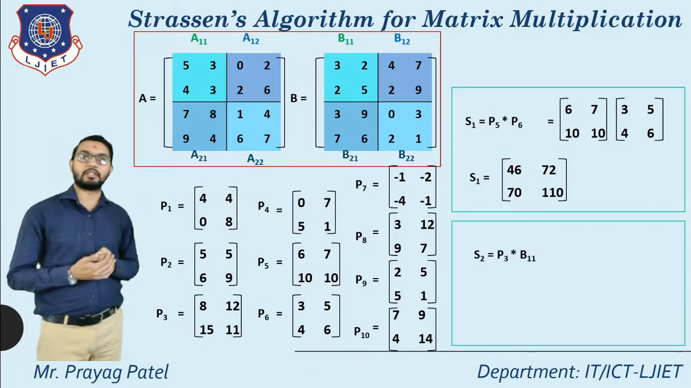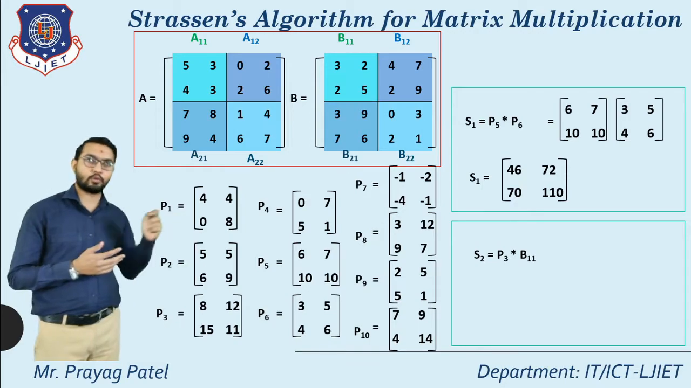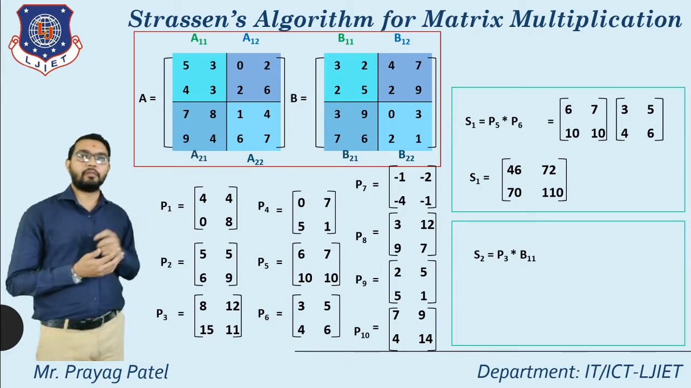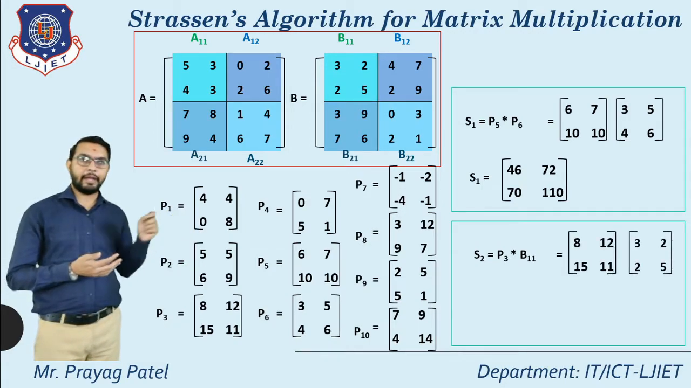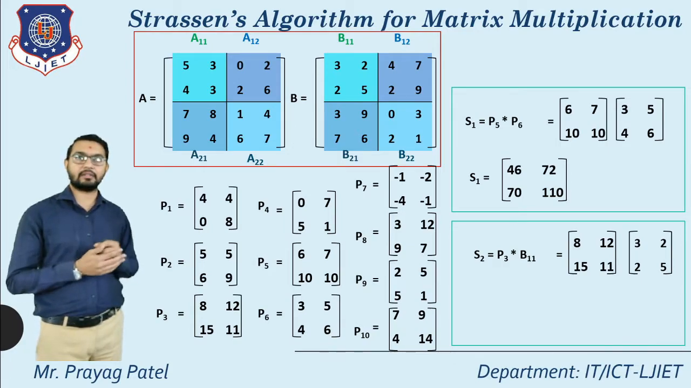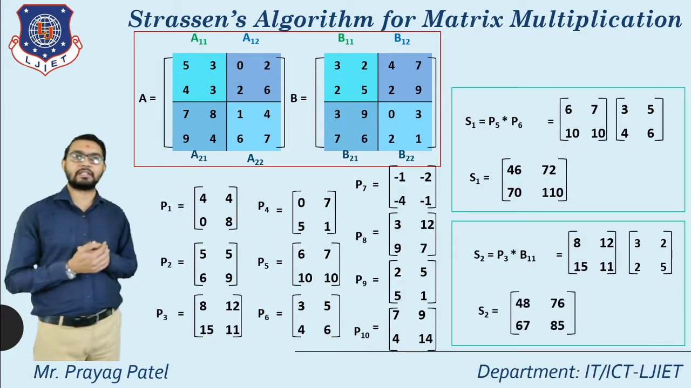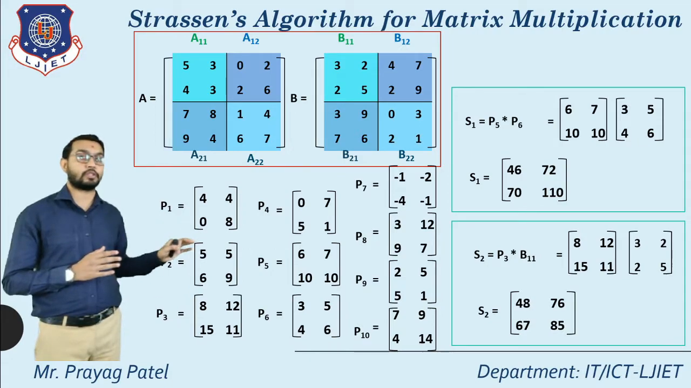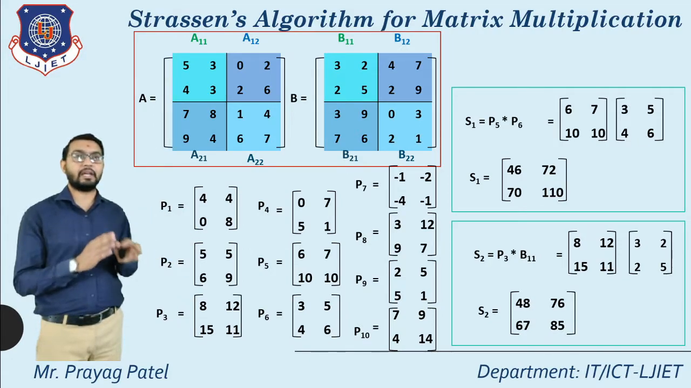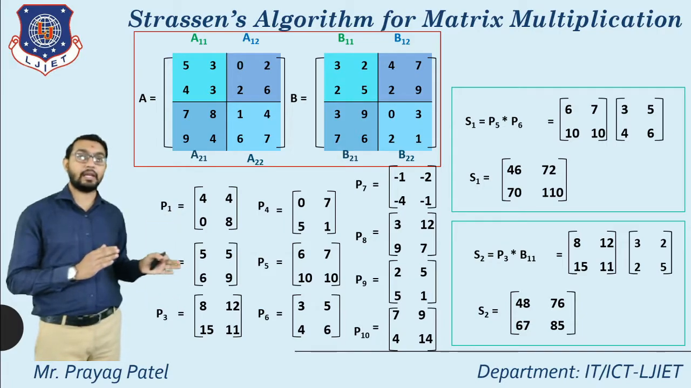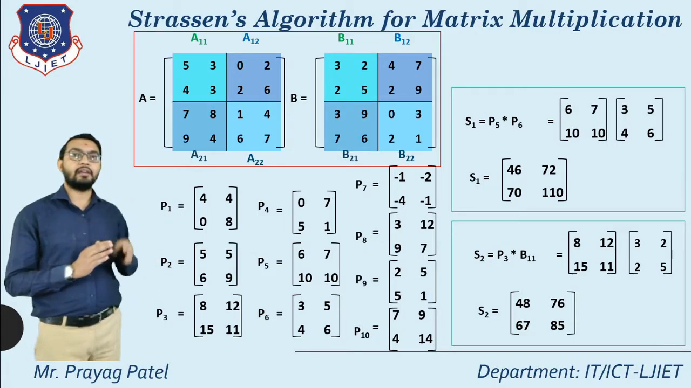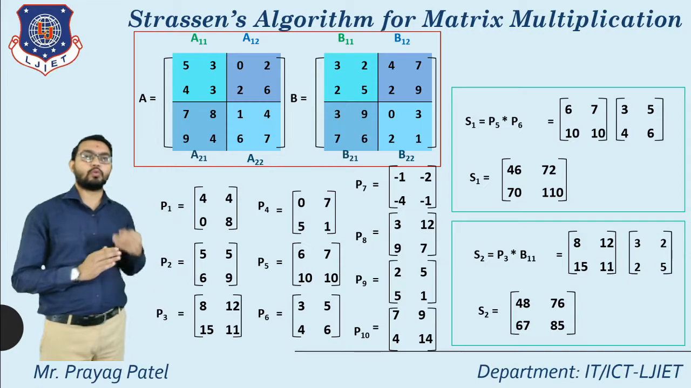Now next consider S2. S2 means P3 multiplied with B11. P3 means 8, 12, 15, 11 as one matrix. B11 means 3, 2, 2, 5 as another matrix. Now multiply these two matrices and the resultant matrix is 48, 76, 67, 85. But this process is recursive. First find P1 to P7, P1 to P10, then S1 to S7, then C11, C12, C21 and C22.